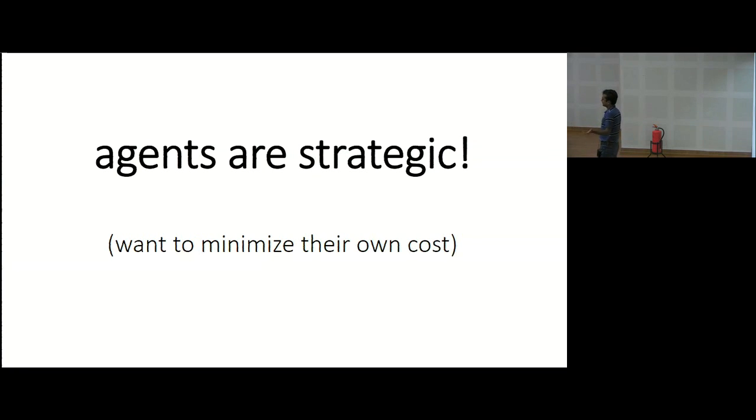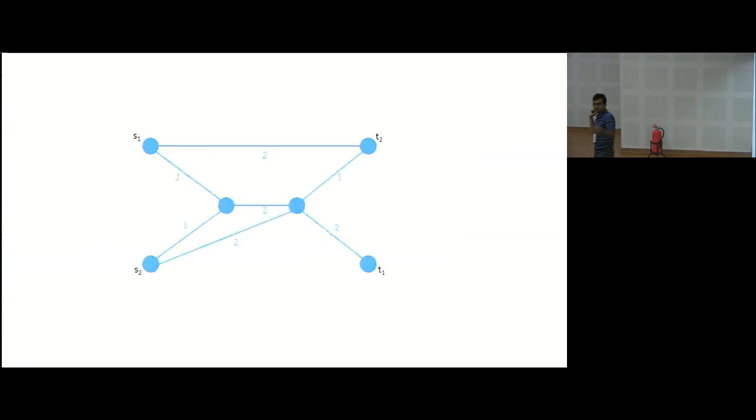They don't care what the overall cost is. Of course, as the designer, you want to minimize overall cost, but you don't have control over what choices the agent makes. And the choices that the agents make are simply driven by their own strategic interests rather than any global optimization. Okay? So that's the setting we are going to consider this problem in. Now, let's go back to our example and see what this means.